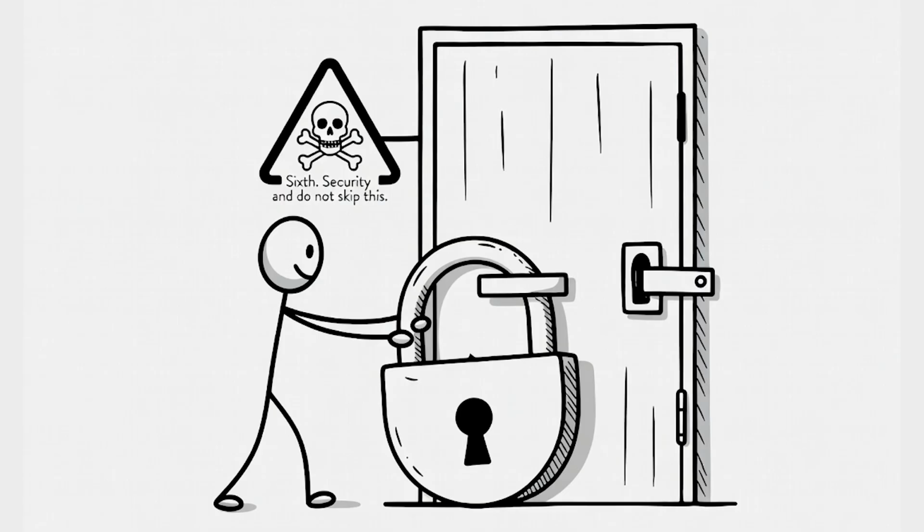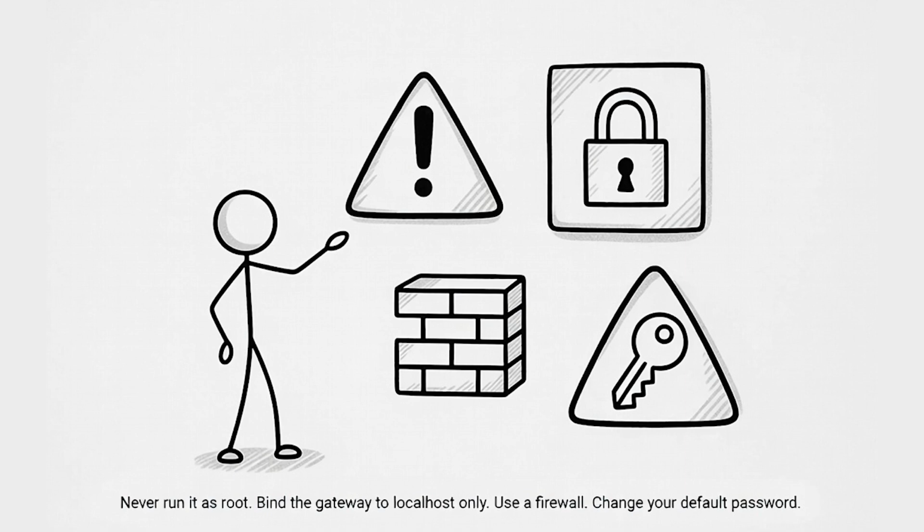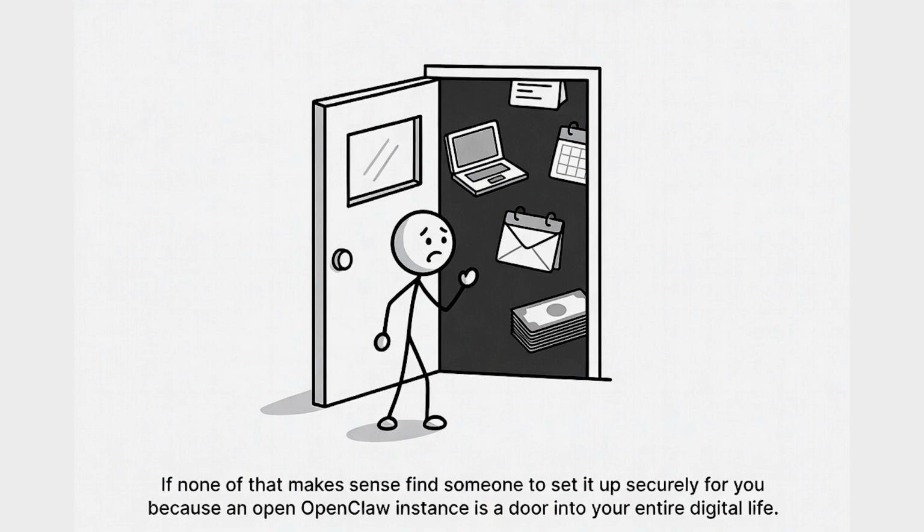Sixth, security, and do not skip this. Over 135,000 OpenClaw instances have been found exposed on the internet. Never run it as root. Bind the gateway to localhost only. Use a firewall. Change your default password. If none of that makes sense, find someone to set it up securely for you. Because an OpenClaw instance is a door into your entire digital life.